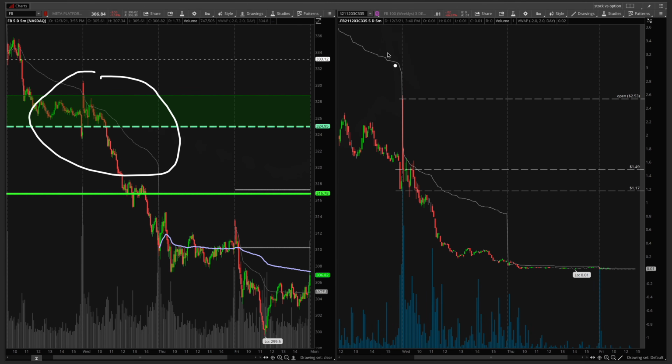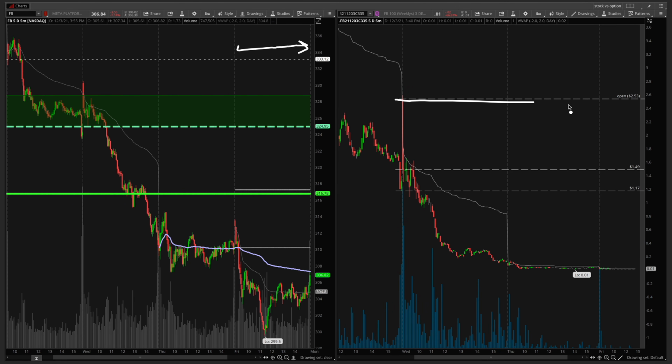And on the right-hand side, we have the 335 call. So this strike price right up here for the weekly options. So the market opens, these calls are going for $2.50. And as Facebook pulls back, they drop down to $1.50 and ultimately, taking a loss around $1.25 or so right before it completely broke down.